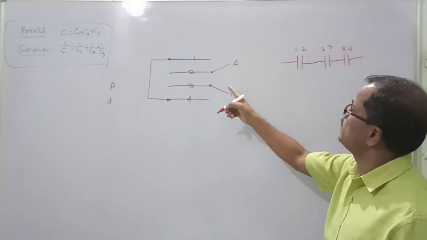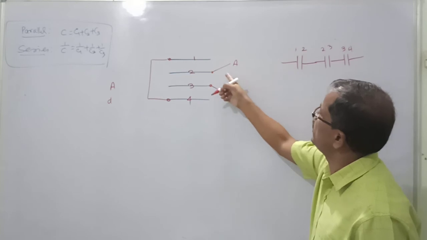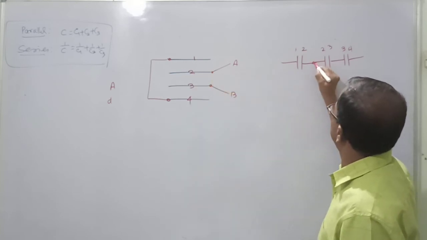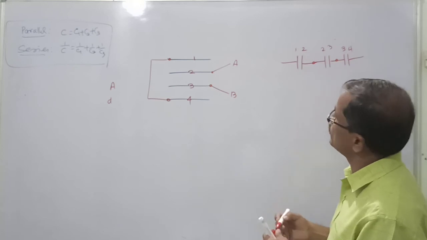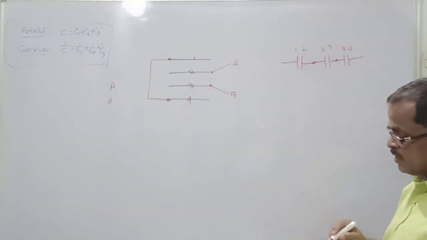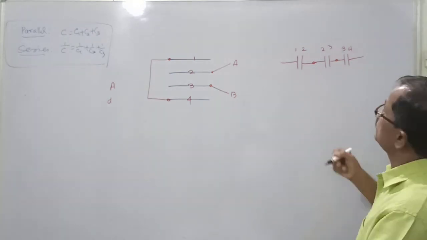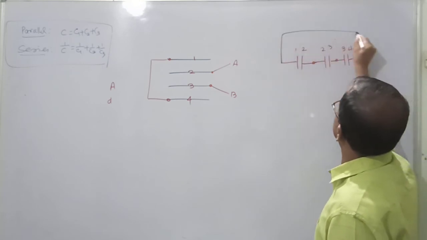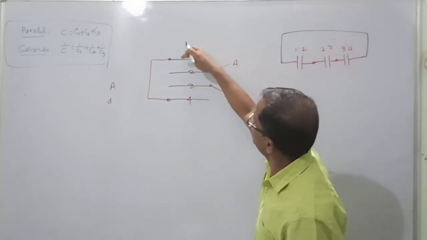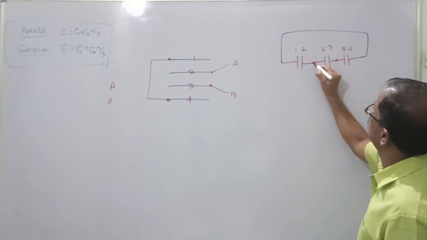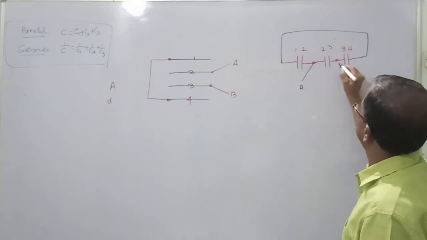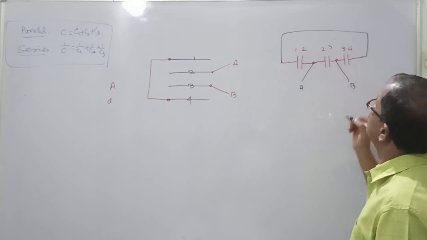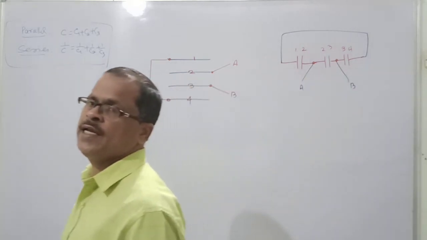Now A and B are connected. 2 is one terminal and 3 is the other terminal. The connections are given: 1 and 3 are connected, and 1 and 4 are connected. Then you have to find the net capacitance between the point A, which is 2, and B, which is 3.